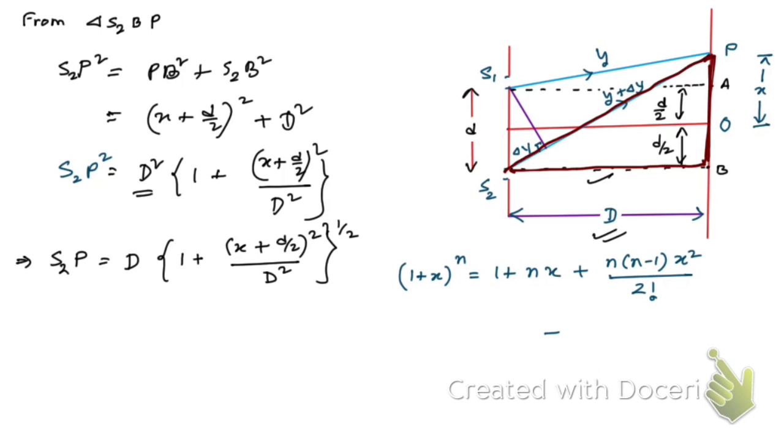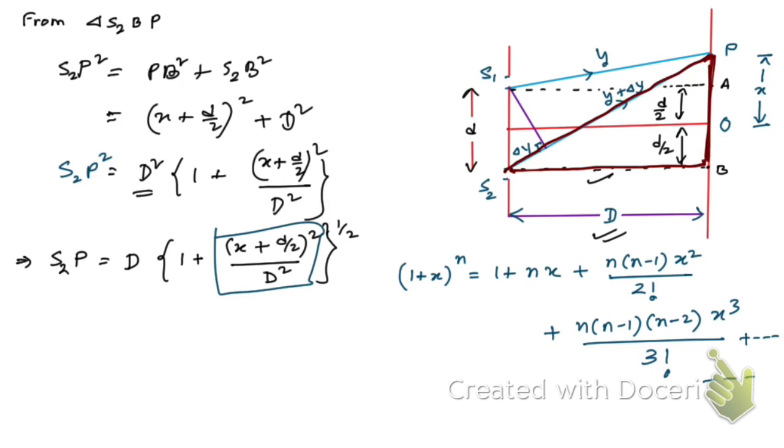Then plus n into, next term going to be equal to n into n minus 1 into n minus 2 into x to the power 3 divided by factorial 3 and so on, right? Okay, hope you have understood this. And for this expression here, value of n is half. Okay, and we're going to consider this term as x.